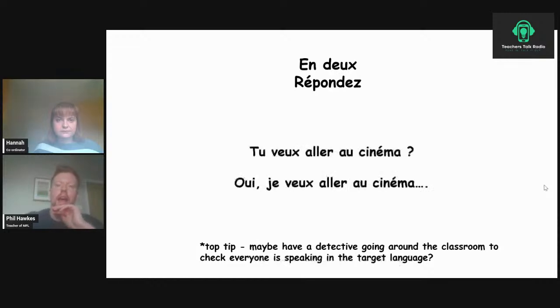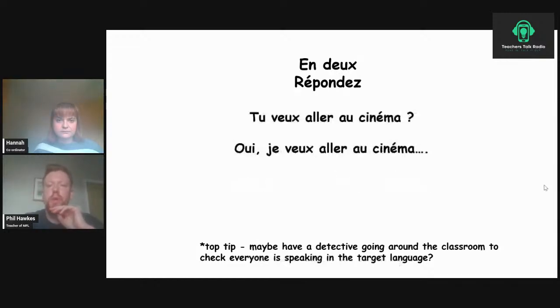So how about after each task, having them talk in pairs and just practice speaking out loud? Tu veux aller au cinéma? You would say in pairs, one of the students, and the other would reply, oui, je veux aller au cinéma, and then carry it on using their sentence builder. So it's very reliant on the sentence builder, this part of the lesson. They're just practicing speaking out loud.